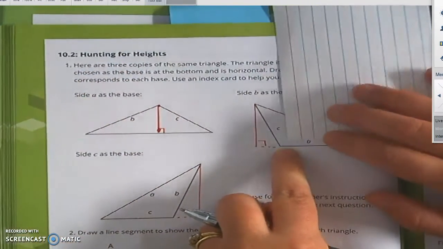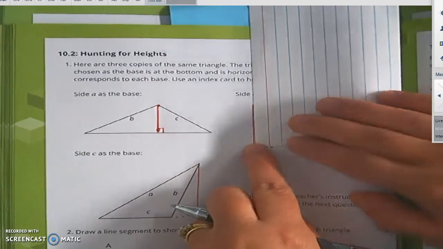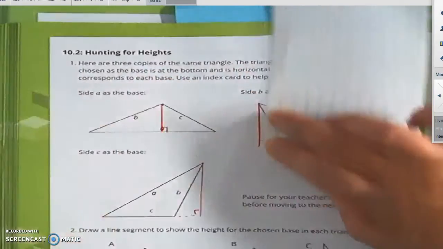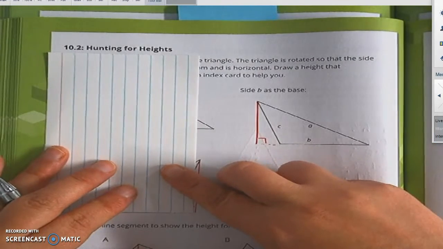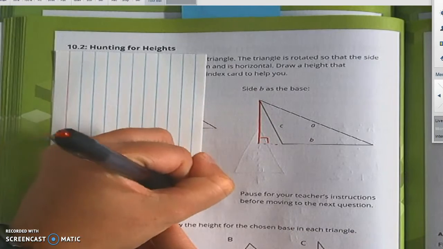So here I lined it up on my base, went out as far as I had to, and traced it on that line. And here I lined it up on my base and traced it on that line.